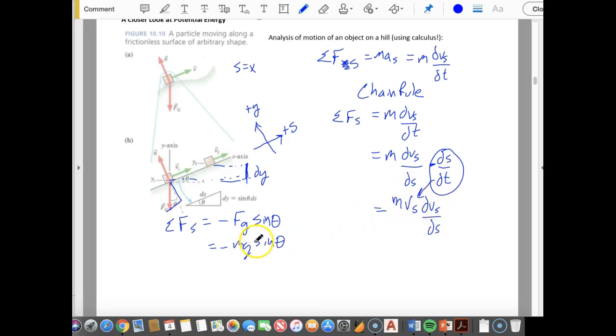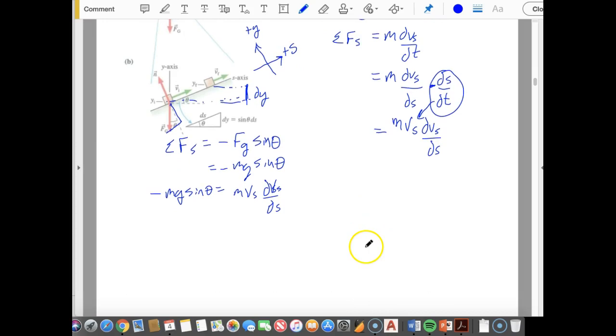So we've got this one for sum of the forces, and we have this one for sum of the forces. And we're going to say negative mg sine of the angle is equal to, now we're going to do this side because that's our MA. This is just the sum of the forces, which would be on this side. So we're going to put this in. This is M times Vs times ds, I'm sorry, dVs over ds. So we can go ahead and move this down a little bit.